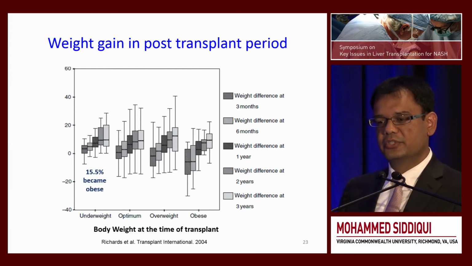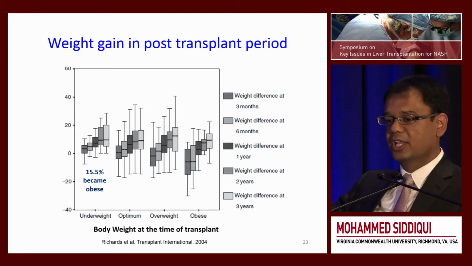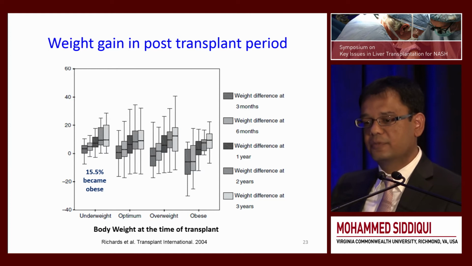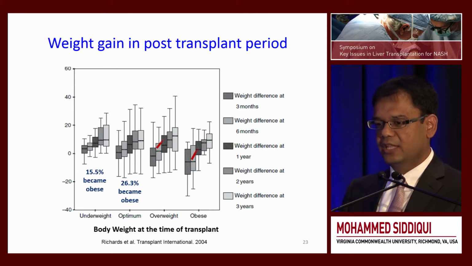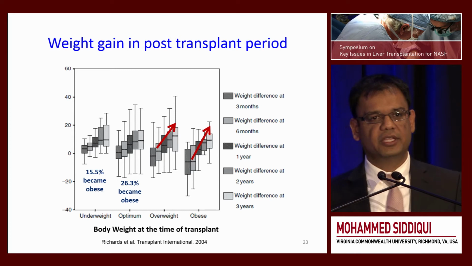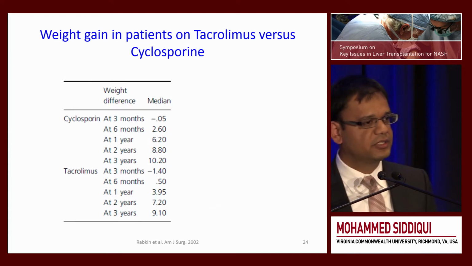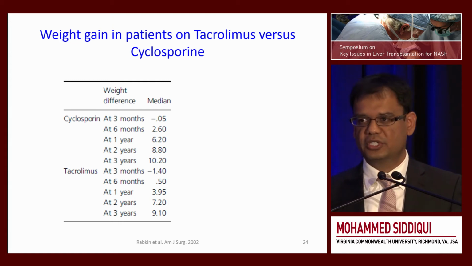Secondly, 16% of patients who were underweight to begin with gain enough weight that they become obese. 26% of normal weight individuals become obese, and the weight gain in individuals who are overweight and obese continues to rise. Now, we all know that steroids tend to cause weight gain, but most centers have gotten away from using steroids or are using reduced steroid regimens.